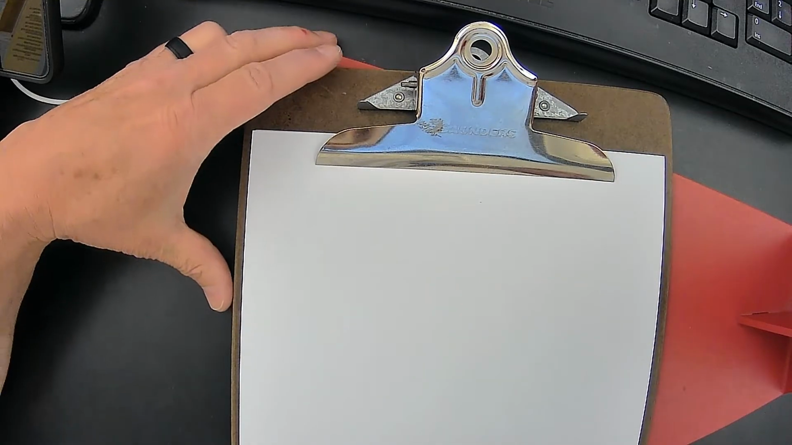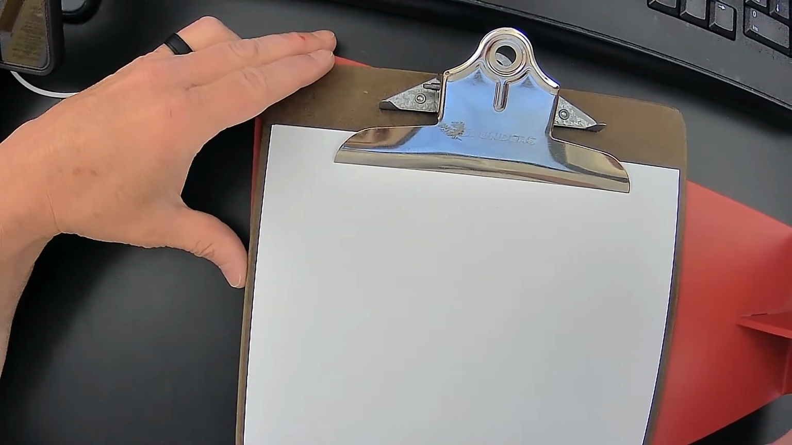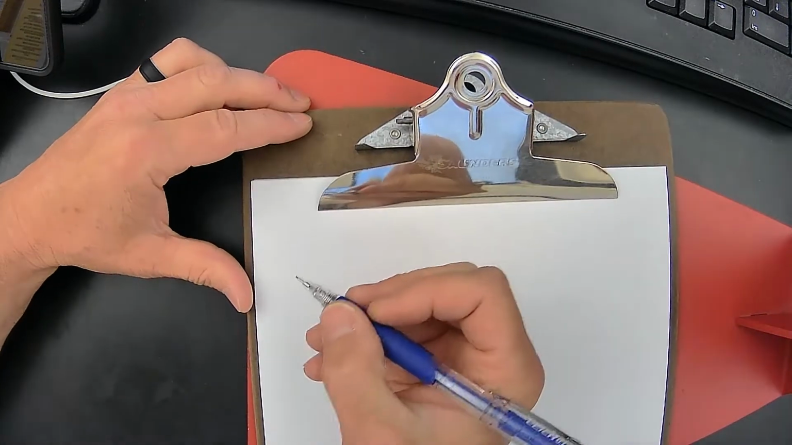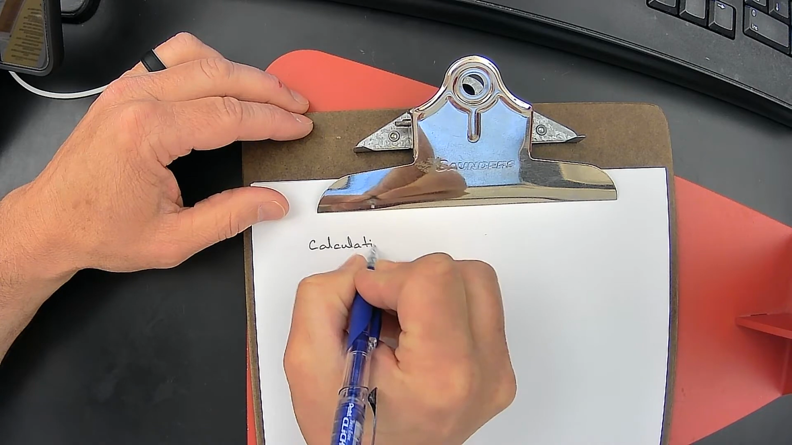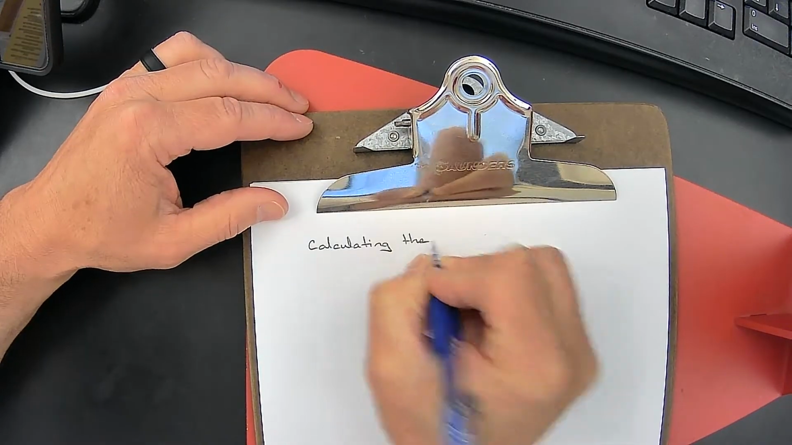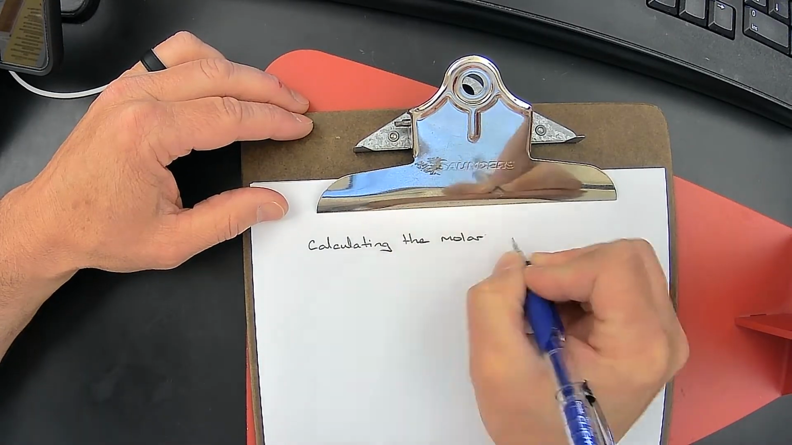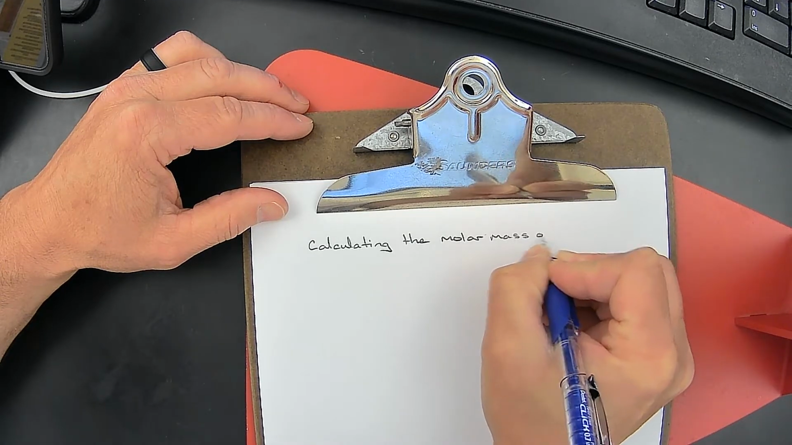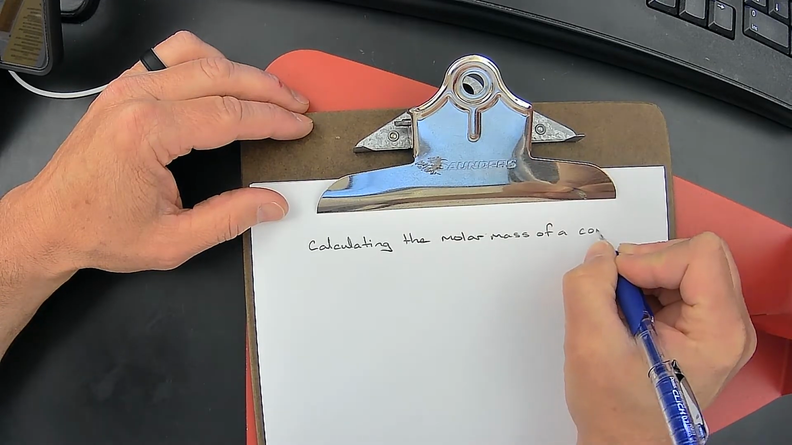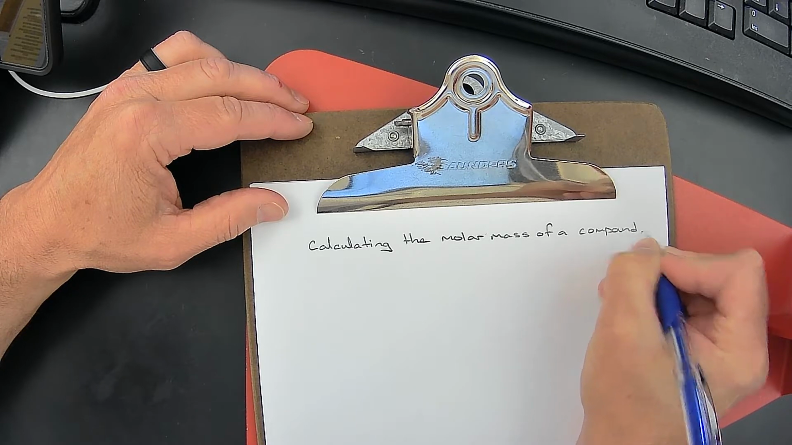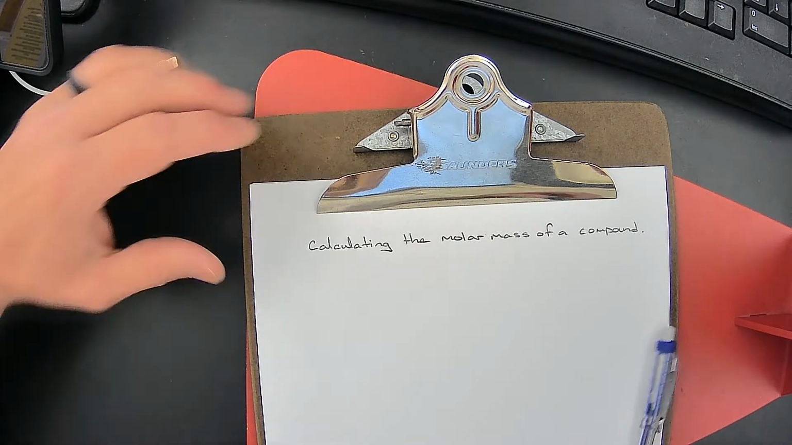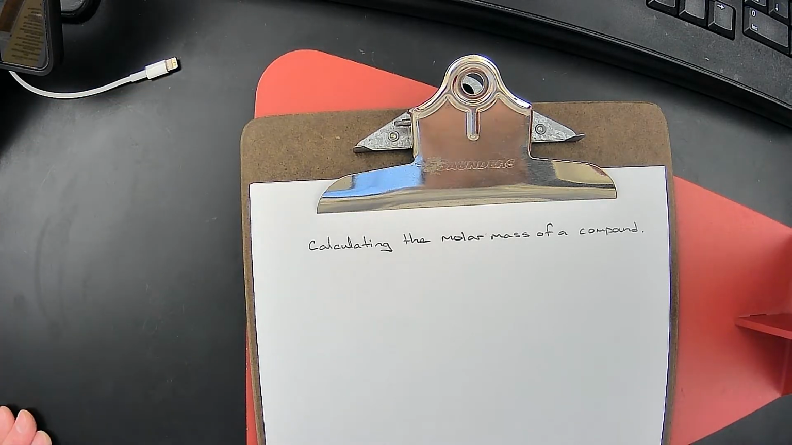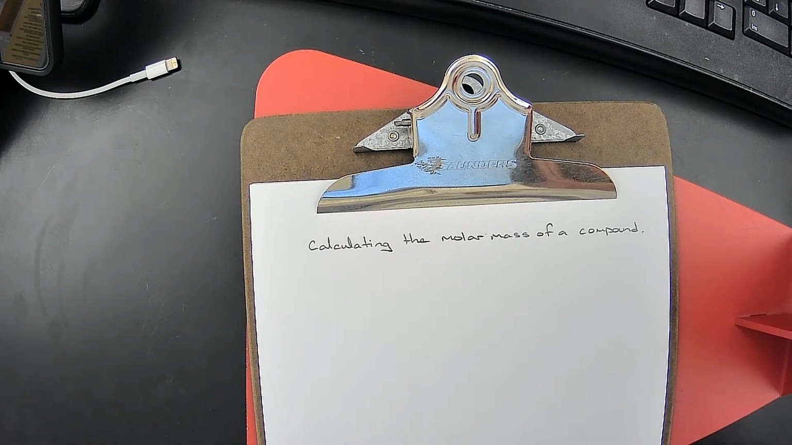In this video, I'd like to go through a couple of examples on how we're going to calculate the molar mass of a compound. In a previous video, we worked through calculating the molar mass of one compound, H2O, and I want to go through the details of being able to calculate the molar mass of a compound.